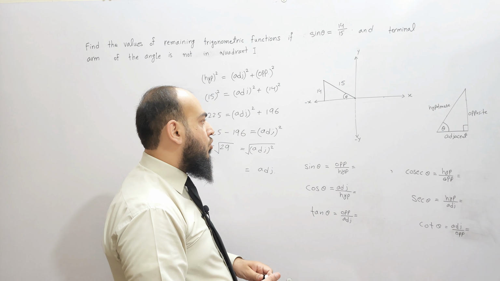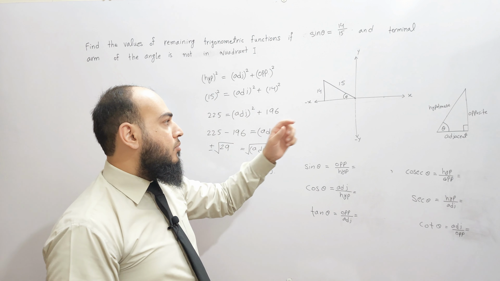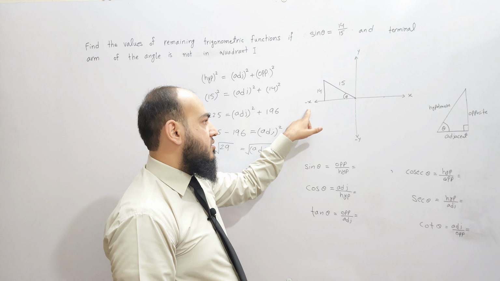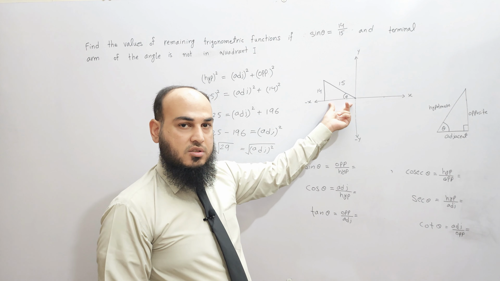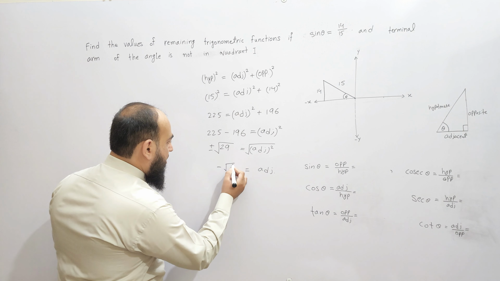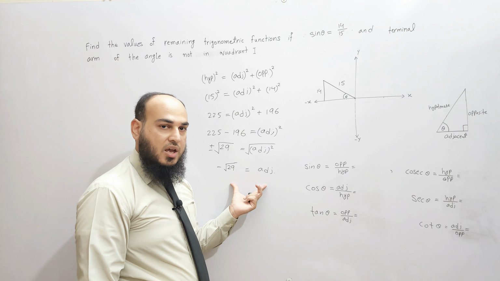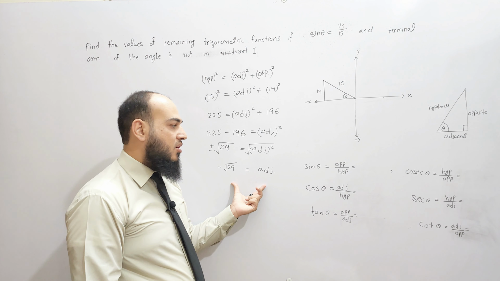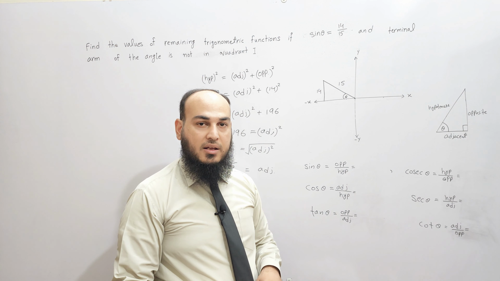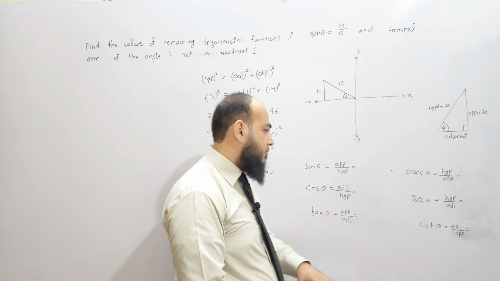Now in quadrant number 2, x is negative and y is positive. X means this adjacent side. X is negative, that is why adjacent will be negative: minus square root of 29. Now we have the adjacent side as minus square root of 29. Now we are ready to find the remaining trigonometric function values with the help of these trigonometric ratios.